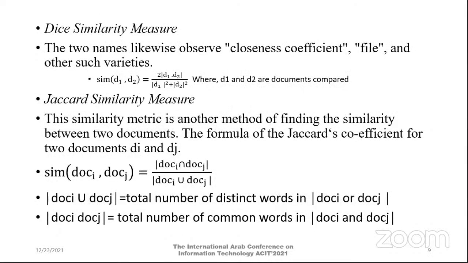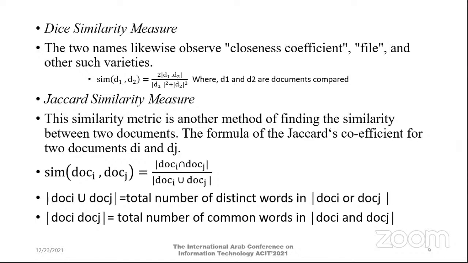The next one is the Dice similarity measure. Here we observe the closeness coefficients between the two varieties. When we compare two documents, D1 and D2, we take these two documents to find the Dice similarity measure.